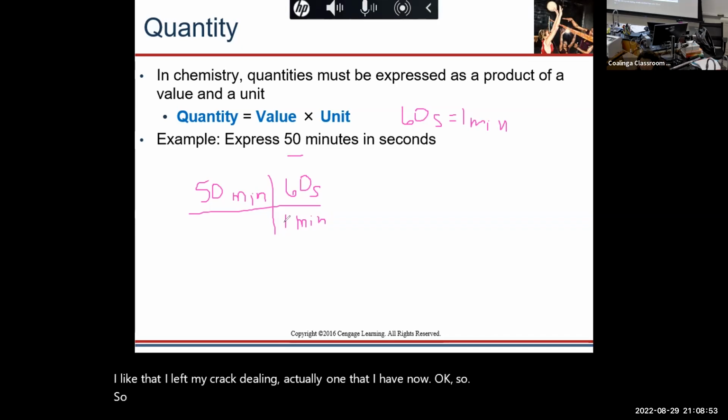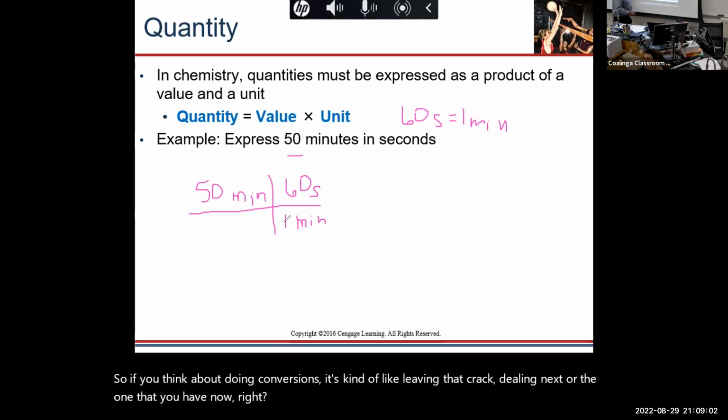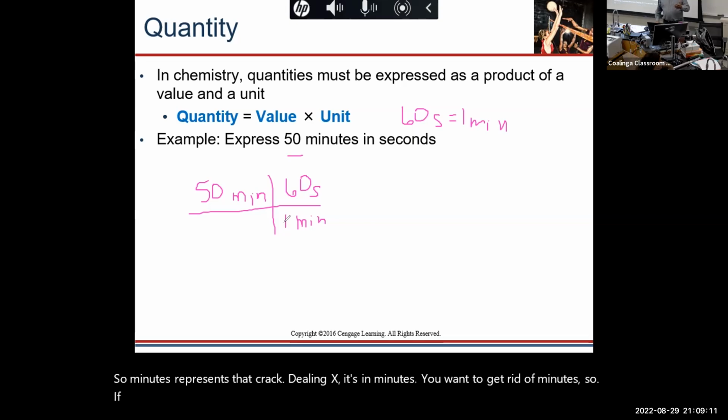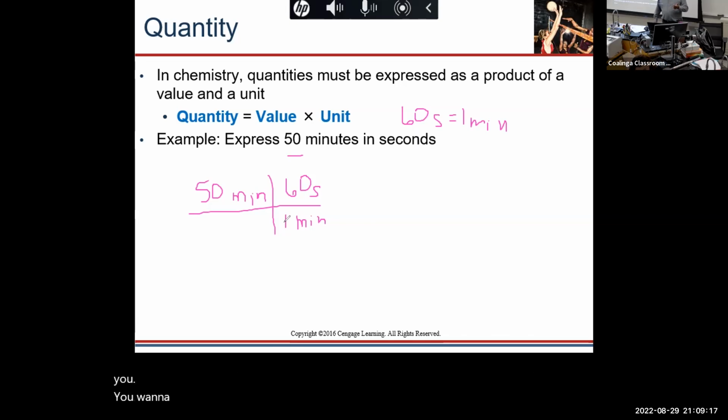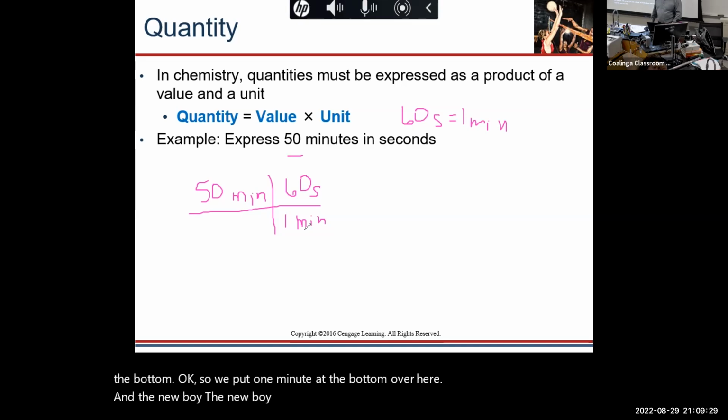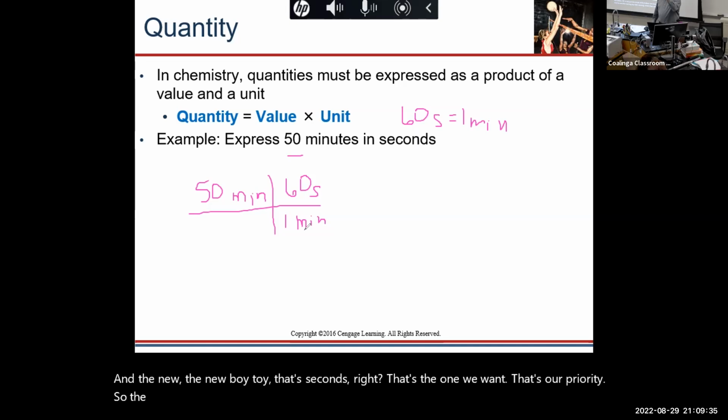So if you think about doing conversions, it's kind of like leaving that crack dealing ex for the one you have now, right? Minutes represents that crack dealing ex. You want to get rid of minutes, so is minutes going to be a priority to you? We're always going to put the one that we want to get rid of on the bottom. So we put 1 minute at the bottom. And the new boy toy, that's seconds, that's the one we want. That's our priority, so the one that we want is going to be on top.